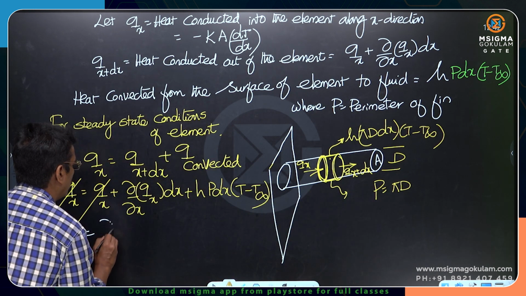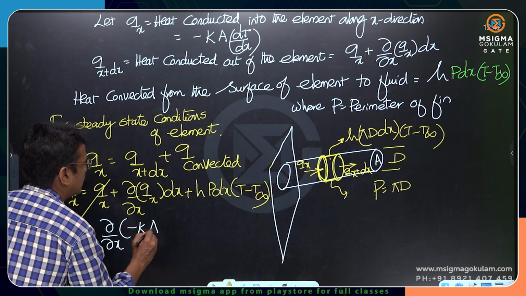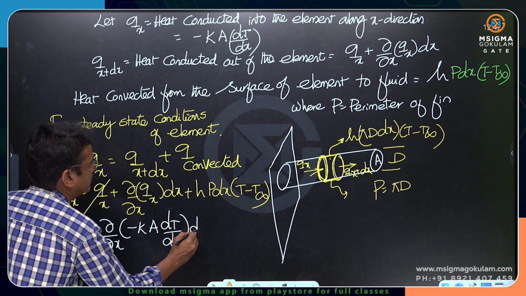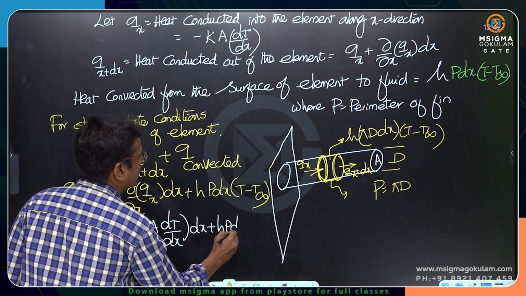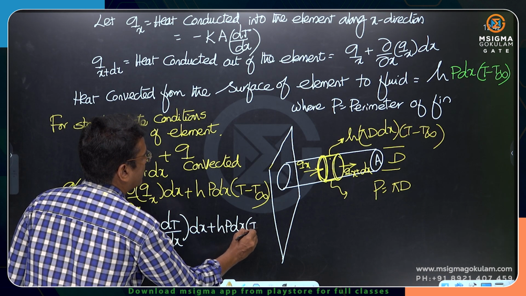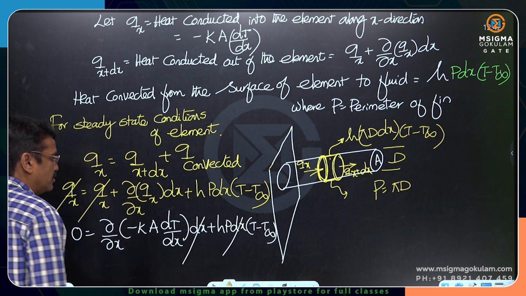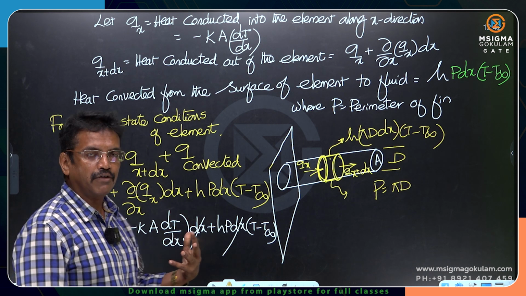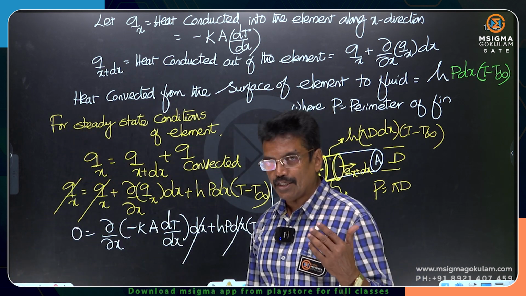0 is equal to dou by dou x of, what is that, Qx, minus kA dT by dx from the Fourier law, into dx, plus hP dx, P is the perimeter, into T minus T infinity. This dx also can be cancelled off, because the left hand side is 0. Now k is a constant, which is the thermal conductivity of the material of the fin.